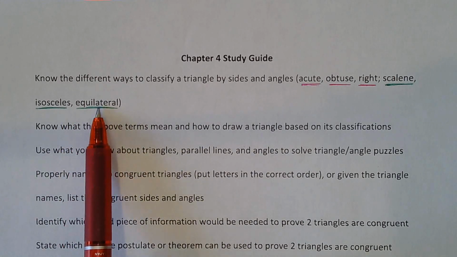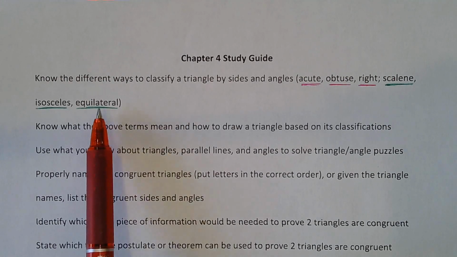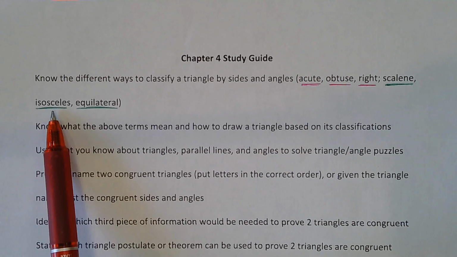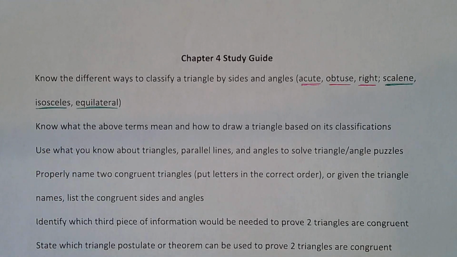Remember also with equilateral, if all three sides are the same length, all three angles will also be the same measure. And with an isosceles triangle, since two of the sides will be the same length, two of the angles will be the same measure, the base angles. Base angles will be the same in an isosceles triangle.